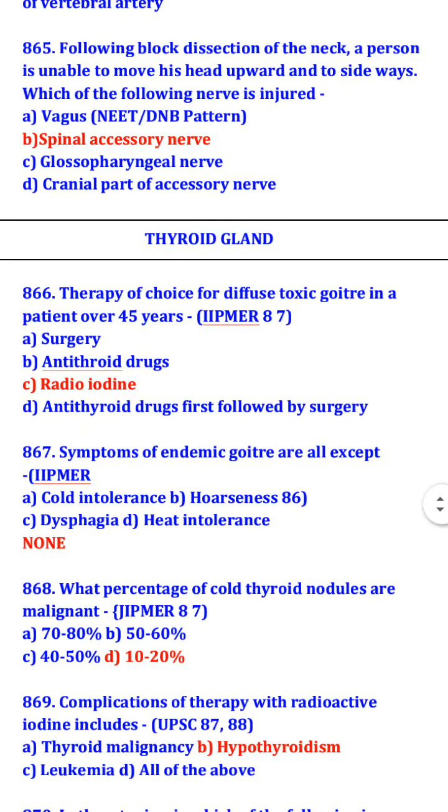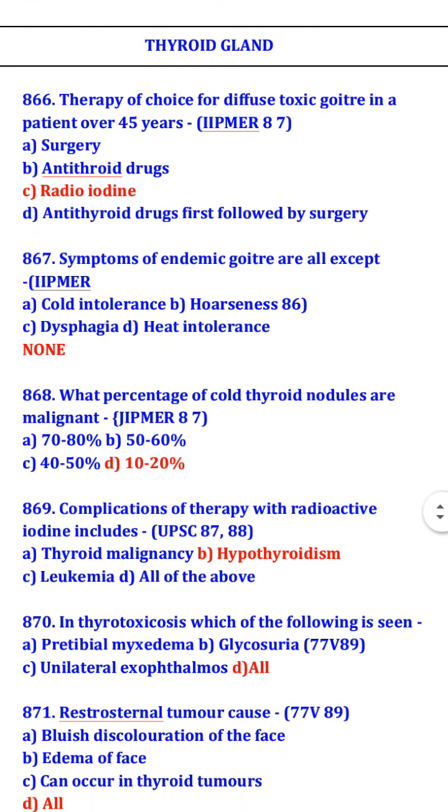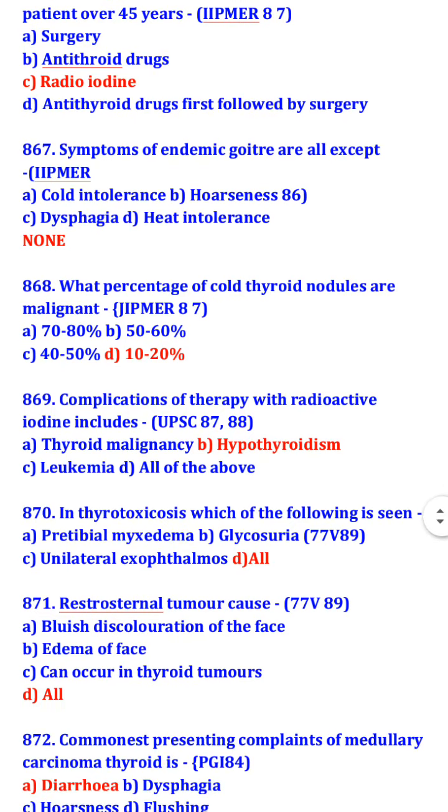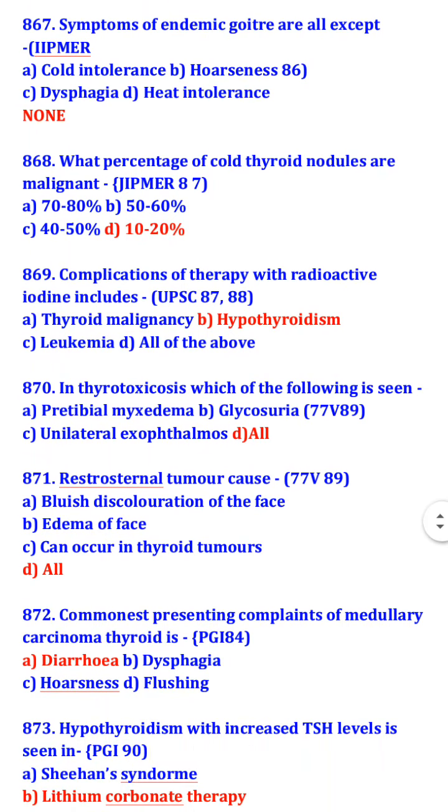Thyroid gland. Therapy of choice for diffuse toxic goiter in a patient over 45 years is radioiodine. Symptoms of endemic goiter are all except none. What are symptoms of endemic goiter? Cold intolerance, hoarseness, dysphagia, and heat intolerance. What percentage of cold thyroid nodules are malignant? 10 to 20%. Complications of therapy with radioactive iodine include hypothyroidism.